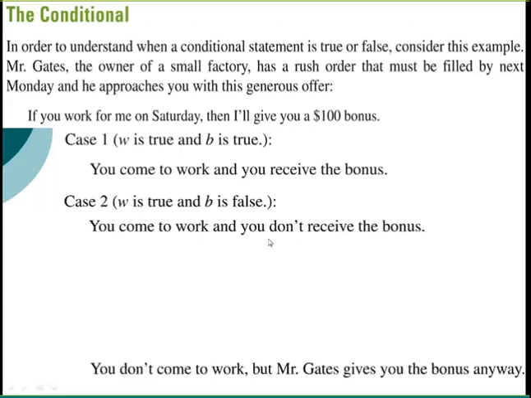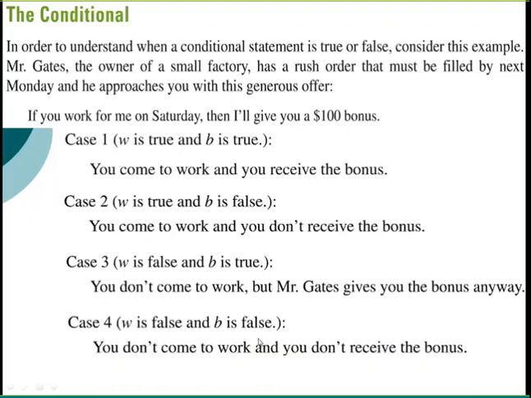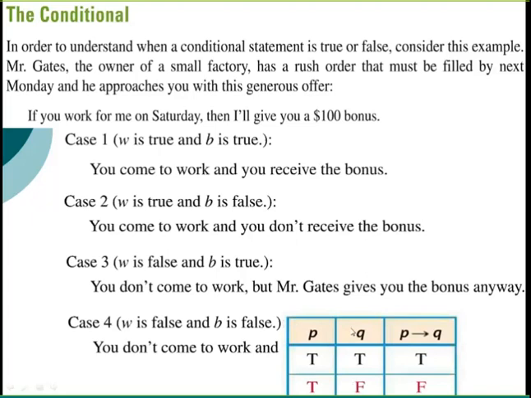You come to work and you don't get your bonus. Or the third thing could happen. You could not come to work, but he gives you the bonus anyway. Why would that happen? Well, maybe he felt like it. This is what he said. He didn't say, I won't give you a bonus if you don't come to work. He says, if you do come to work for me, I'll give you a bonus. Well, it could be the other way around. Maybe I don't come to work and he gives me a bonus anyway. And finally, number four, you don't come to work and you don't receive the bonus. This is what we would all expect to happen, but again, it's not about expectations here. It's just about the way that truth itself works out in these conditional statements.